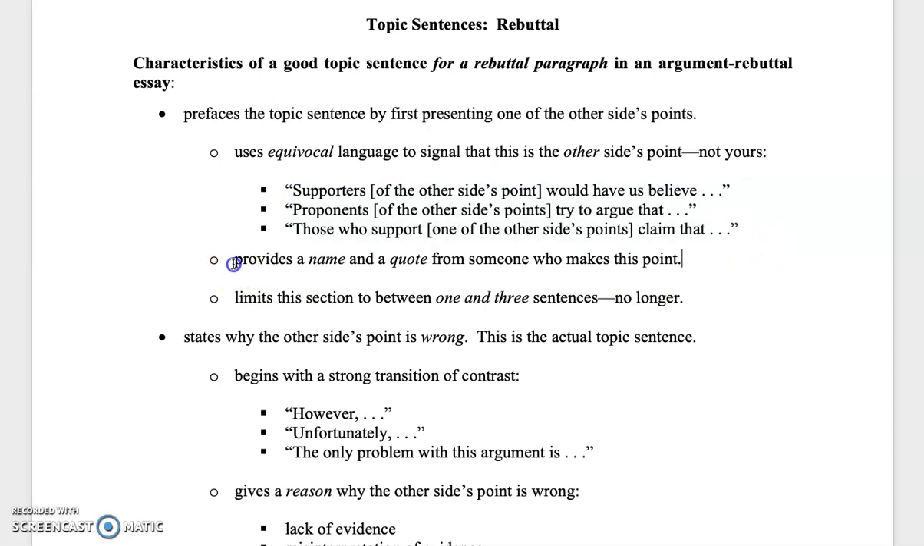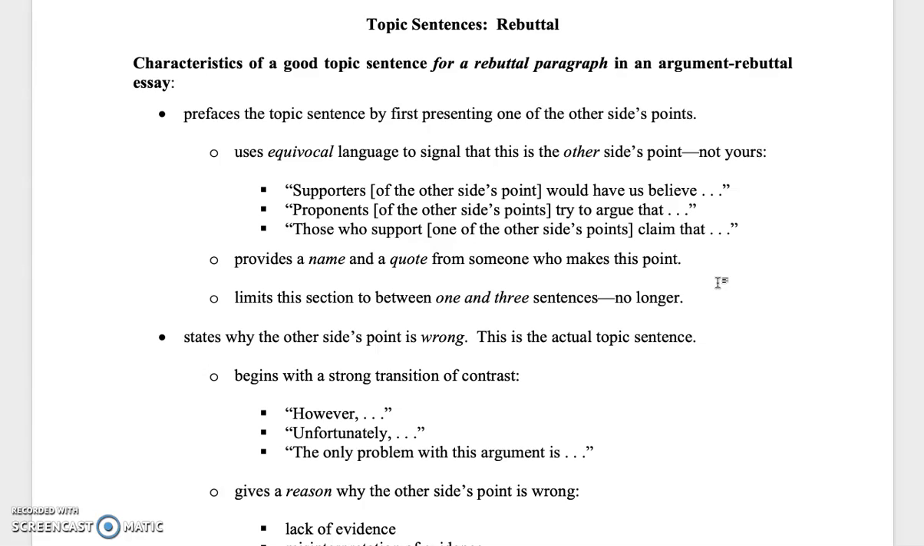Then ideally, you want to provide a name and a quote from someone who makes this point. Now, it's not always possible to do that, but if you do have a person or even an organization that you can quote as an example of that point, that's really great, because then that will show the reader that you are accurately presenting that point, and no one will think you're slanting it because you're literally quoting what the other side is saying.